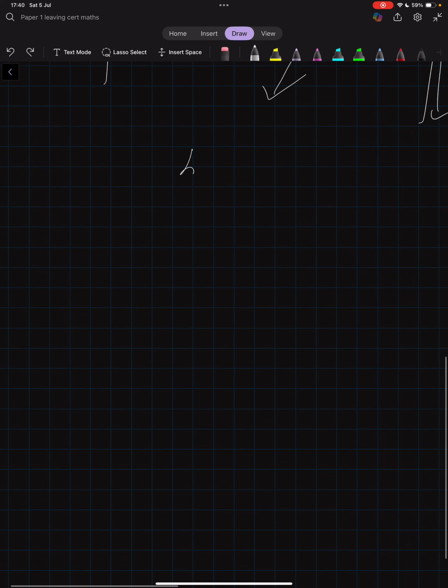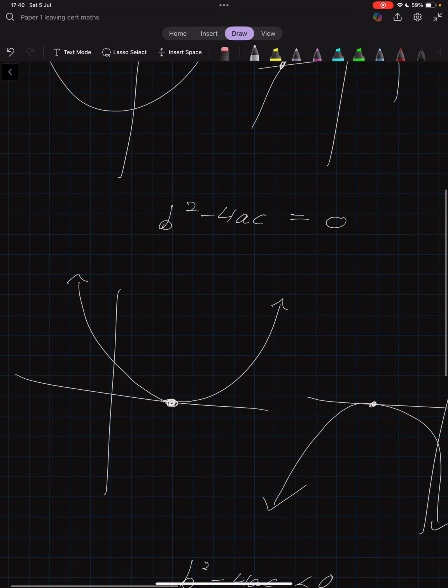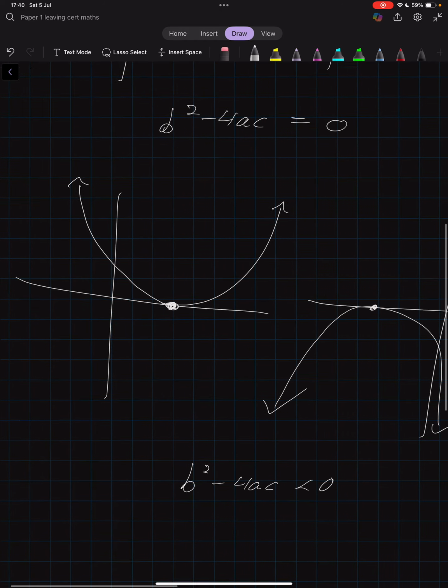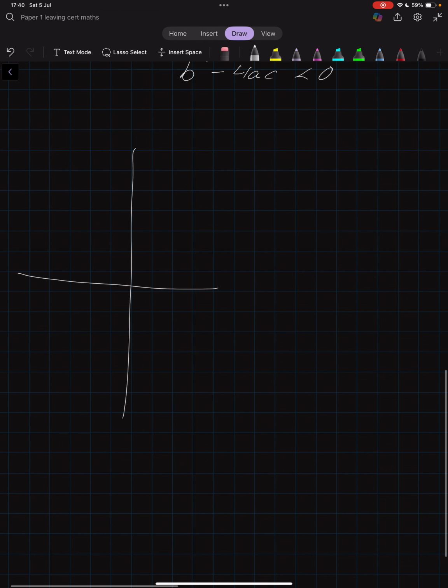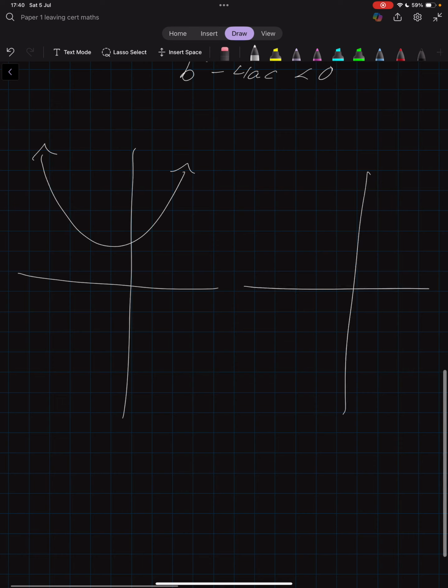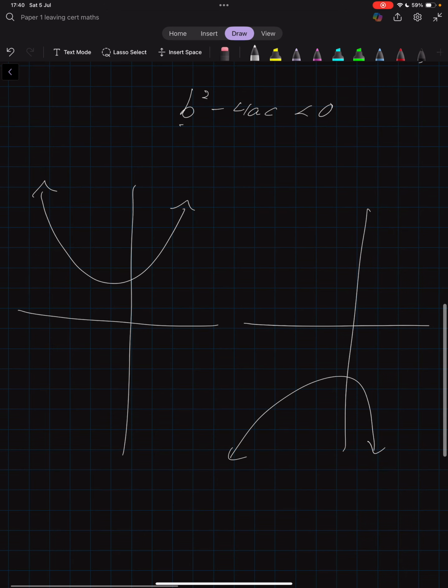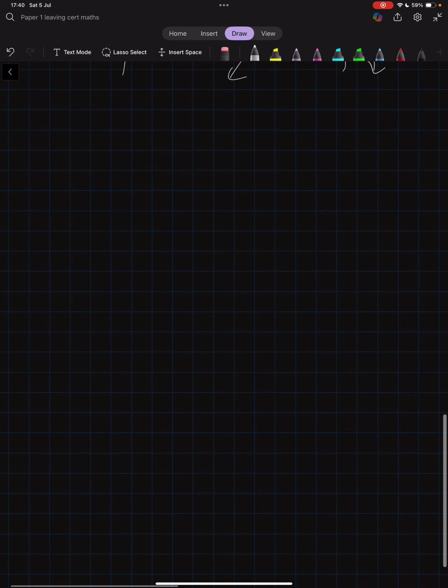And then if b squared minus 4ac is less than 0, now we have a negative number under our square root, which basically means we have no real roots, and therefore the quadratic equation will look something like this. Or this. So it's just that if b squared minus 4ac is less than 0, then the quadratic always lives above or below the x-axis. Okay? So hopefully that's all okay.